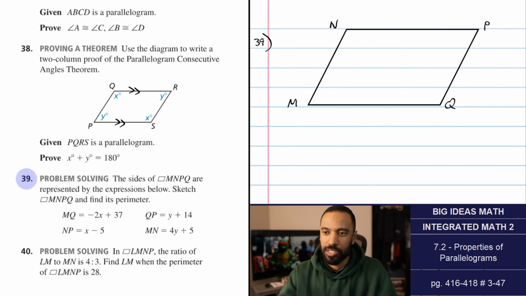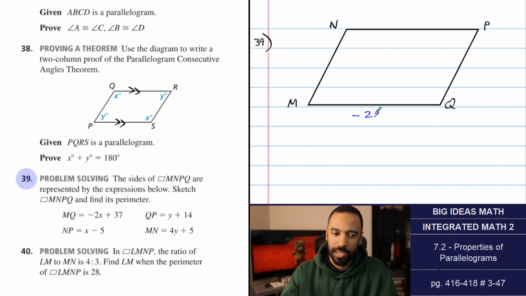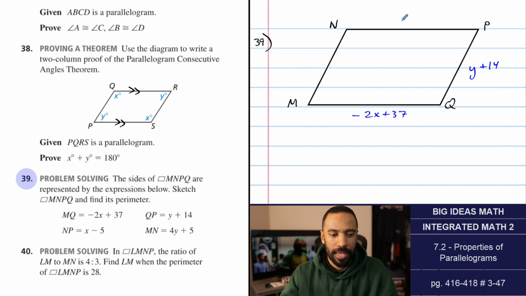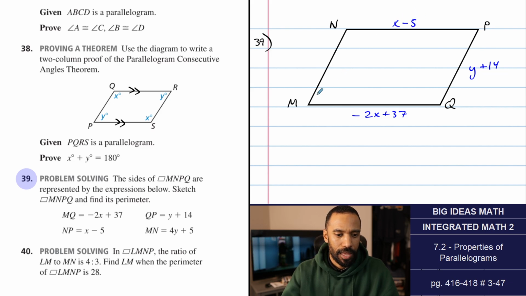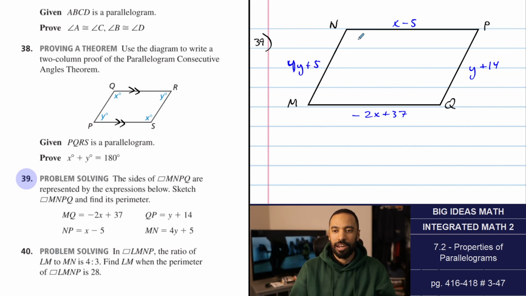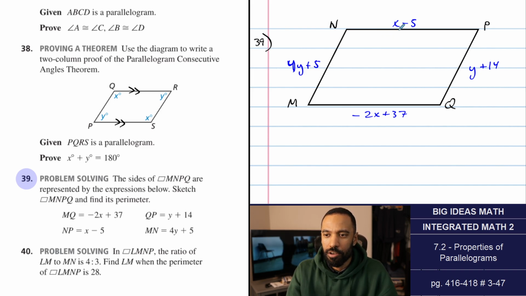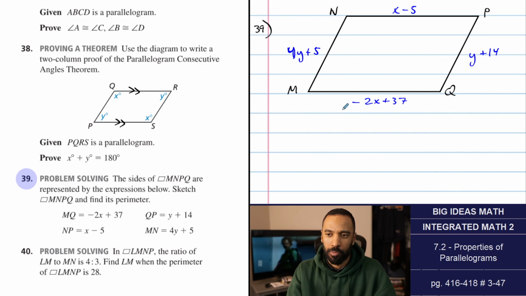MQ is negative 2x plus 37. QP is y plus 14. NP is x minus 5. MN is 4y plus 5. Whoa. Sketch it and find the perimeter. When we solve for x, we'll plug in the x's, solve for y, plug in the y's, add them all up, and we get our perimeter from that. And unfortunately, they use the letter P, so I can't use P for perimeter after.